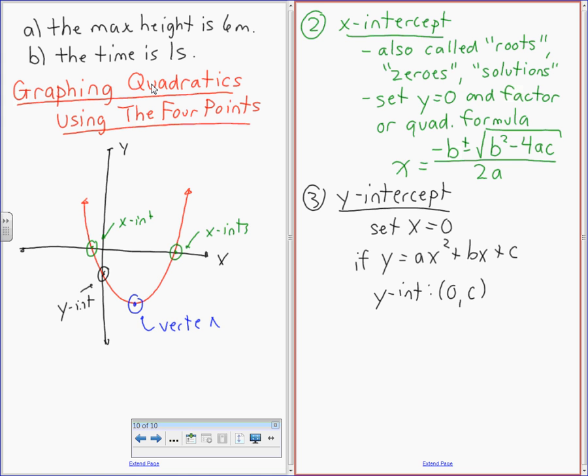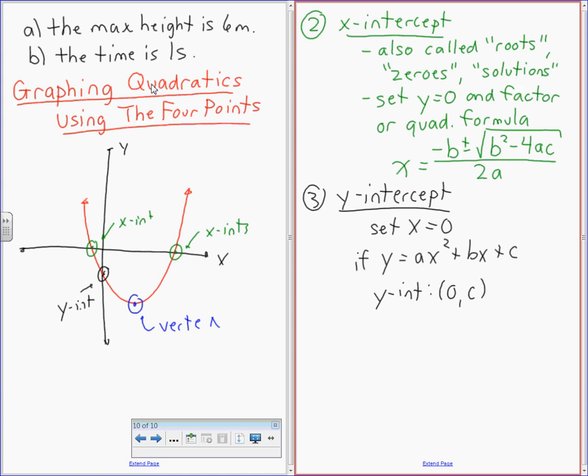I forgot about that. There are 4 key points. Sorry about that. Why did I only list 3? Where's the 4th hidden point going to be? Yeah, there's going to be 2 x-intercepts, so that's the 4th point. For that, sometimes there might only be 2 points, because again, you don't have to have x-intercepts.